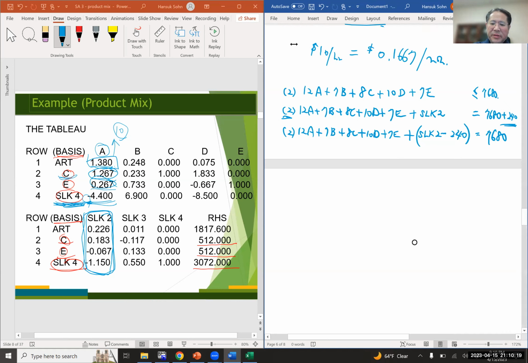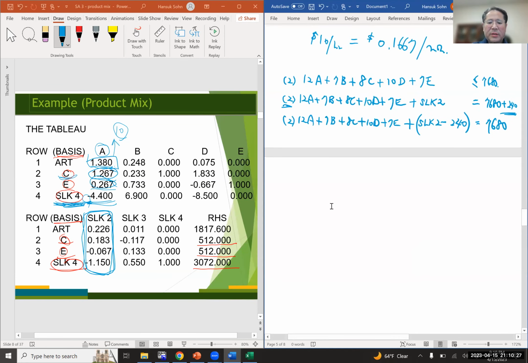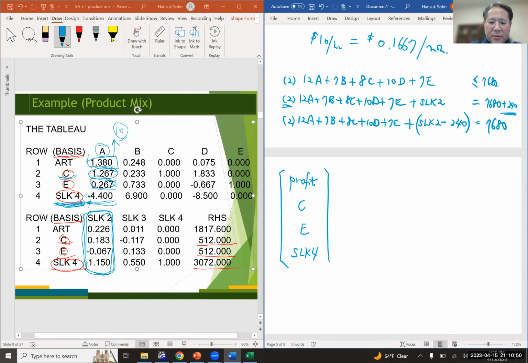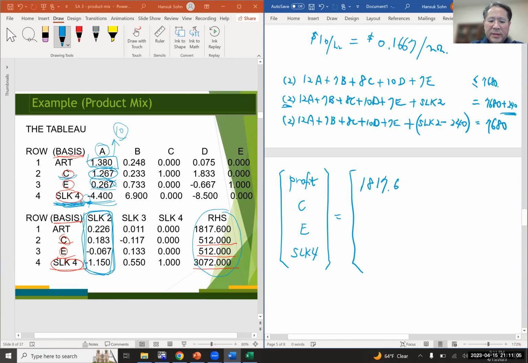So this is how I'm going to change it, right? First row is about the profit value, that's the objective function value. And then we are looking at C, E, and slack 4, right? And the current values of those are this, right? That's going to be 1817.6, 512, and then 3072, right? So that's the current value.